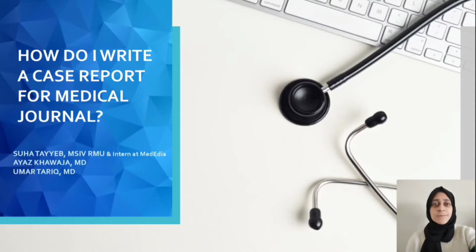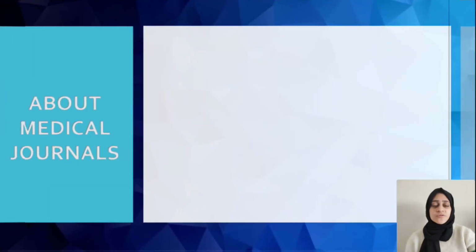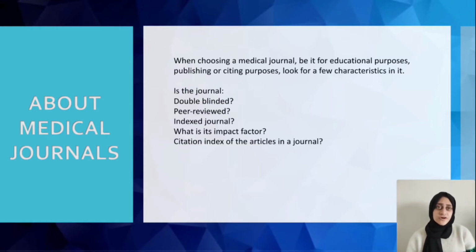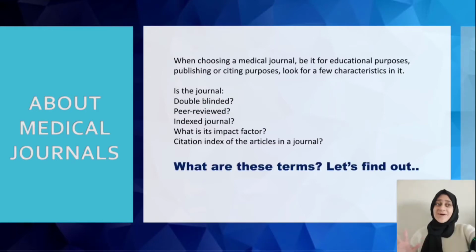So before we begin what a case report is, we need to know a little bit about medical journals. Why so? We need to make sure the medical journals that we're looking into are reliable, are in good standing. So this journal that we're interested in: is it double-blinded, is it peer-reviewed, is it indexed, what is its impact factor, citation index? We'll talk about all these terms right now.